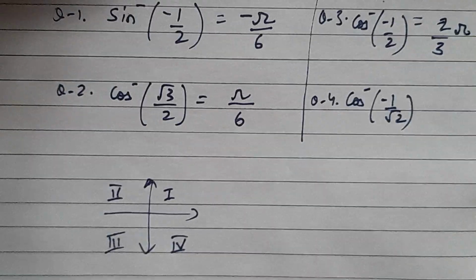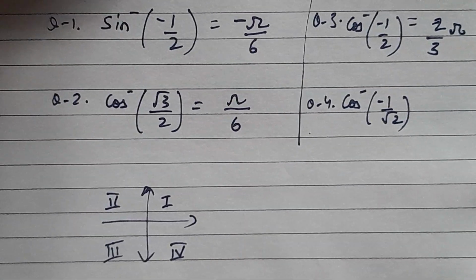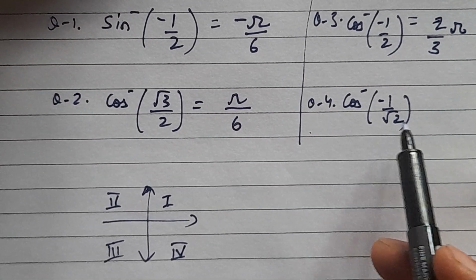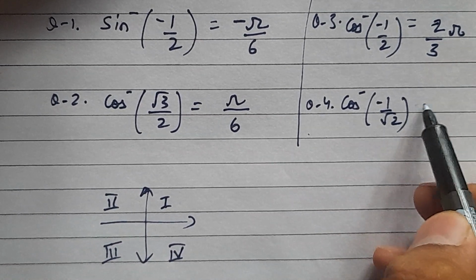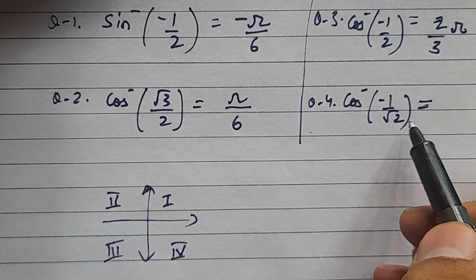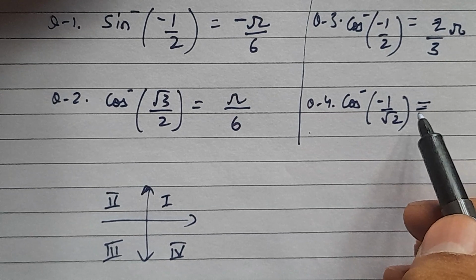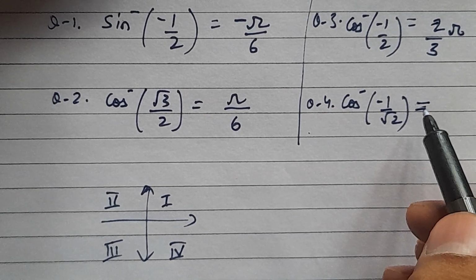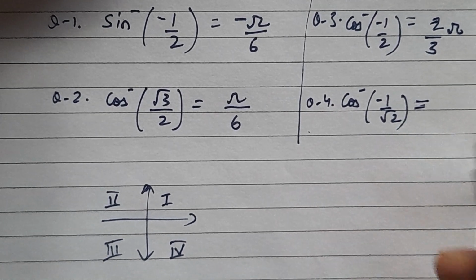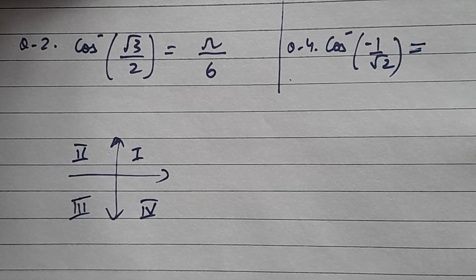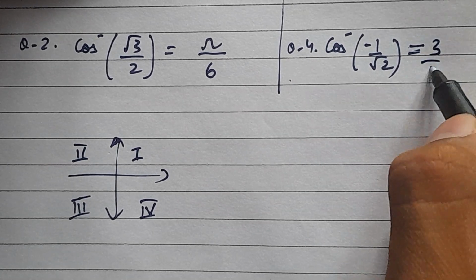Similarly, cos inverse minus 1 by root 2 will also lie in the second quadrant. As we know, cos 45 is 1 by root 2. So cos of 180 minus 45, it will be cos inverse minus 1 by root 2, which is 3 upon 4 pi.